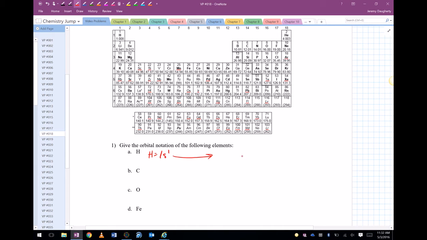We have the s, and there's only one s orbital, so we only draw the one, and then we only have one electron, and we draw that as an arrow pointing up. So that's the orbital notation of hydrogen. Now carbon is a little bit different. Carbon is going to be 1s2, so that's full, 2s2, that's full, and then it's 2p2.